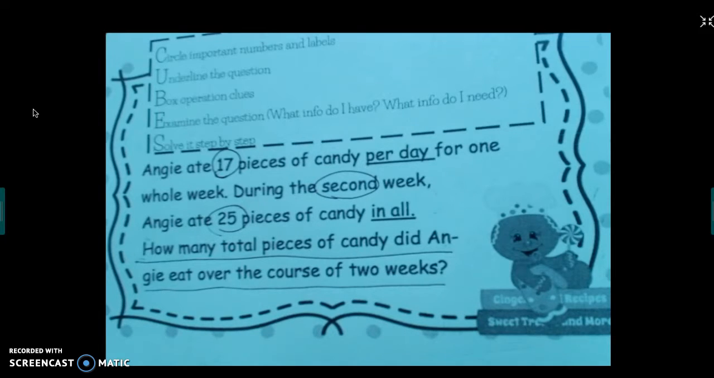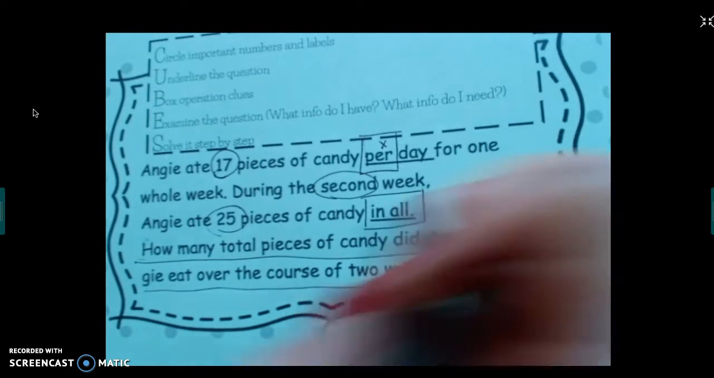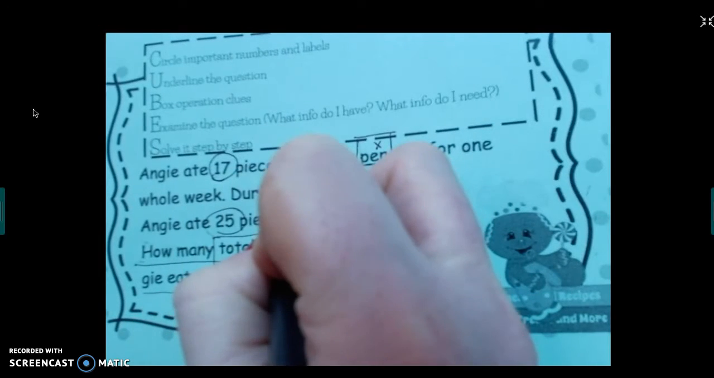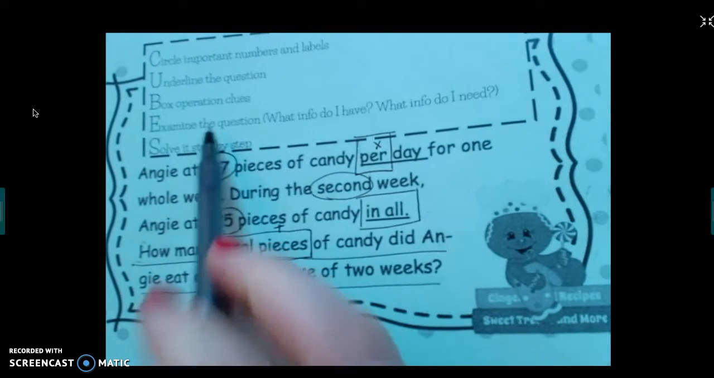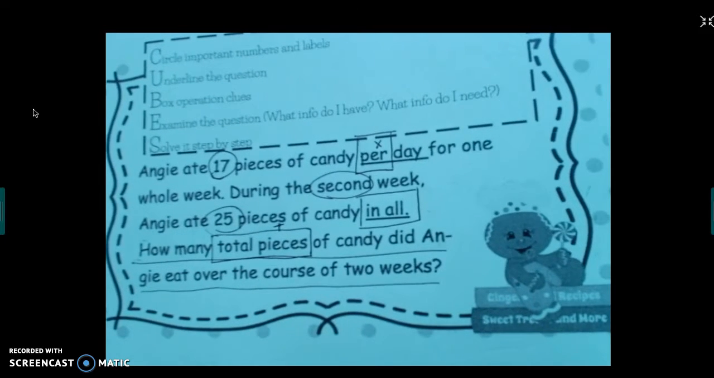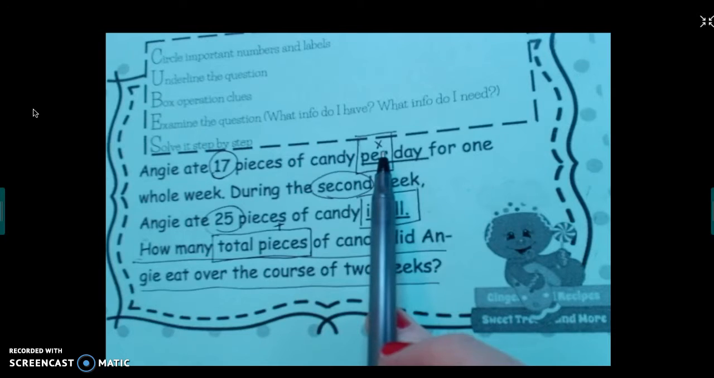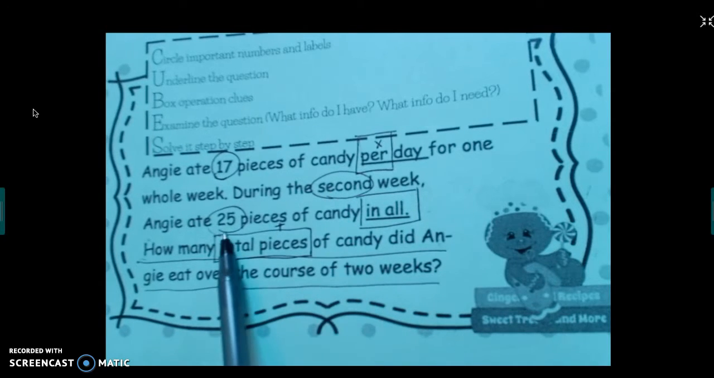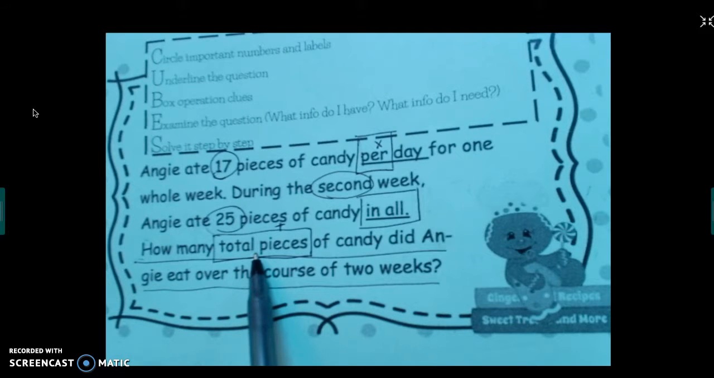We're going to box the operation clues. We know that when it says per, we're going to multiply. We also know that when it says in all or total pieces, we're probably going to end up adding. Okay? Then we're going to examine the question. What information do we have? Well, we know that she ate 17 pieces of candy per day for 1 week. Then on the 2nd week, we know that she ate 25 in all. Okay, so what info do we need?